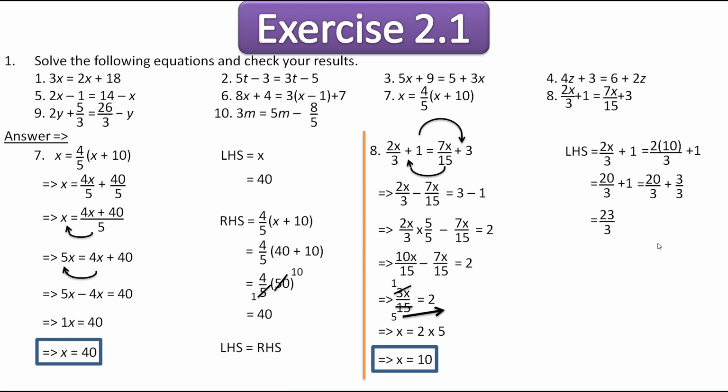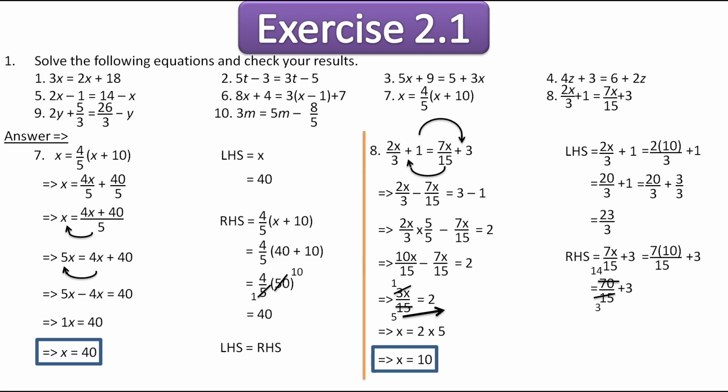Okay. Now let's put the value of x in the RHS part. RHS part is 7x upon 15 plus 3. Now x is what here? 10. So it will become 7 into 10 upon 15 plus 3. So 7 tens are 70 upon 15 plus 3. Now what I'll do, I'll cut this fraction by, sorry, by 5. 5 3s are 15 and 5 14s are 70.